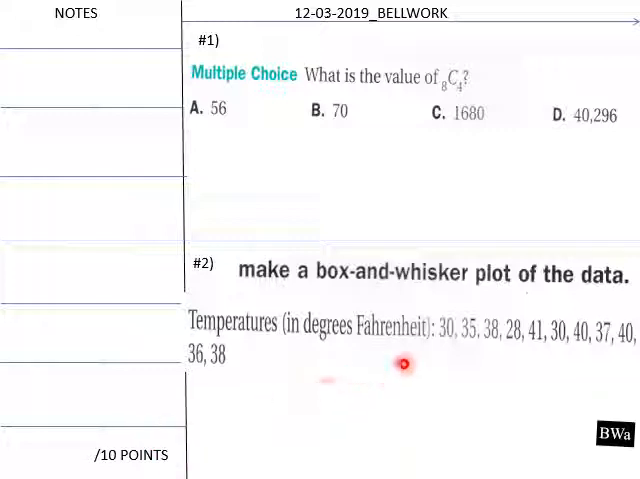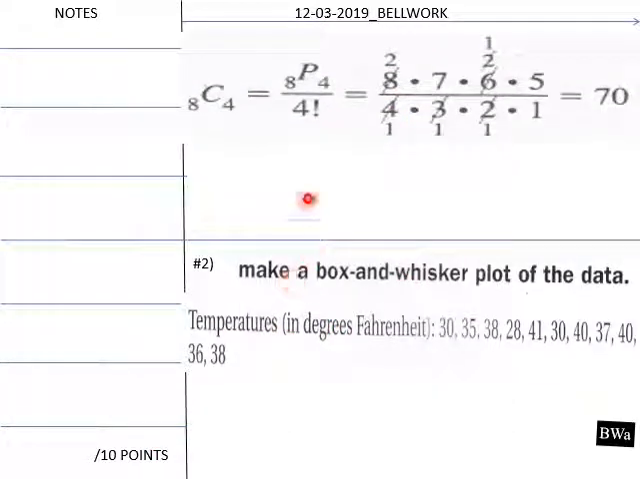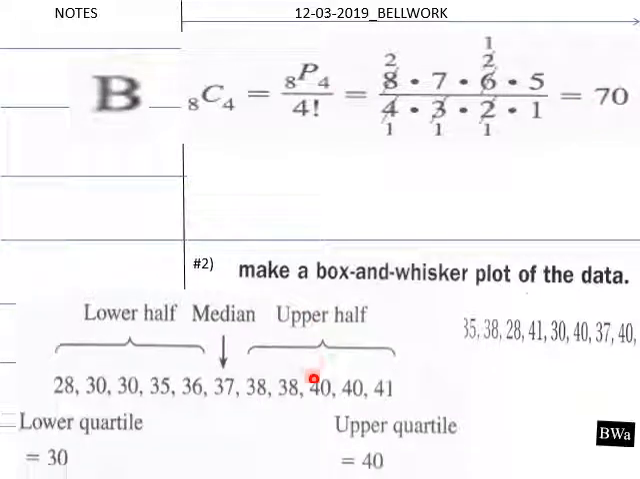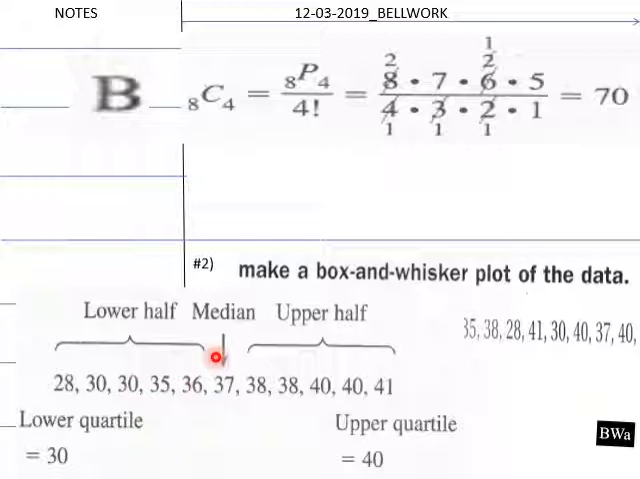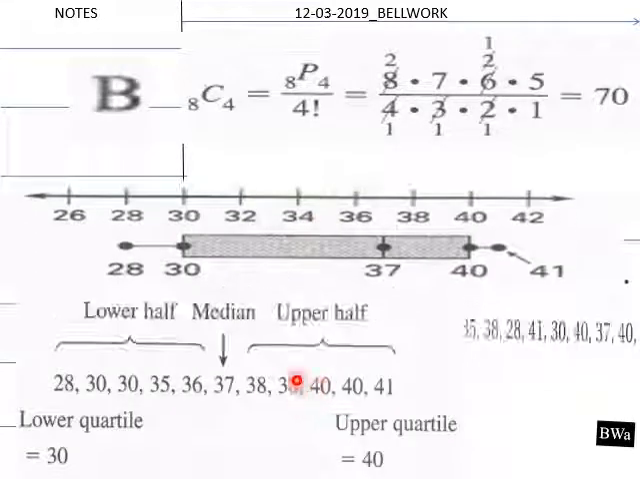Welcome back for today's solutions. Here is the solution for number 1. You set up a combination formula here and you get 70 for number 1. And then our box and whisker down here, you find your median. The lower quartile is 30, and then the upper quartile will be 40. And then here's our box and whisker.